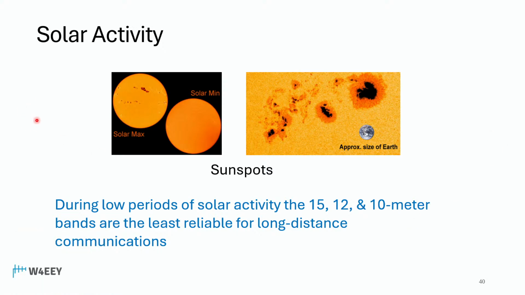So here's a picture. We've got solar maximum. Can't really read this, but you see lots of little spots on the sun. And the solar minimum, which was like three or 4 years ago, where you see absolutely no spots on the sun. And here's a blow up, the surface of the sun compared to the Earth. So during low periods of solar activity, the higher frequency bands, 15, 12, 10, are the least reliable for long distance communications because there's very little ionization in the F layer.